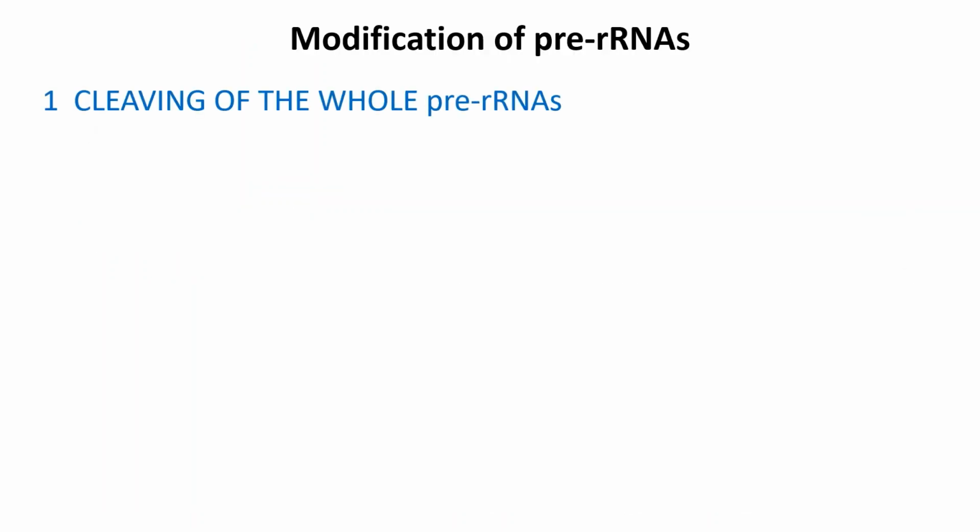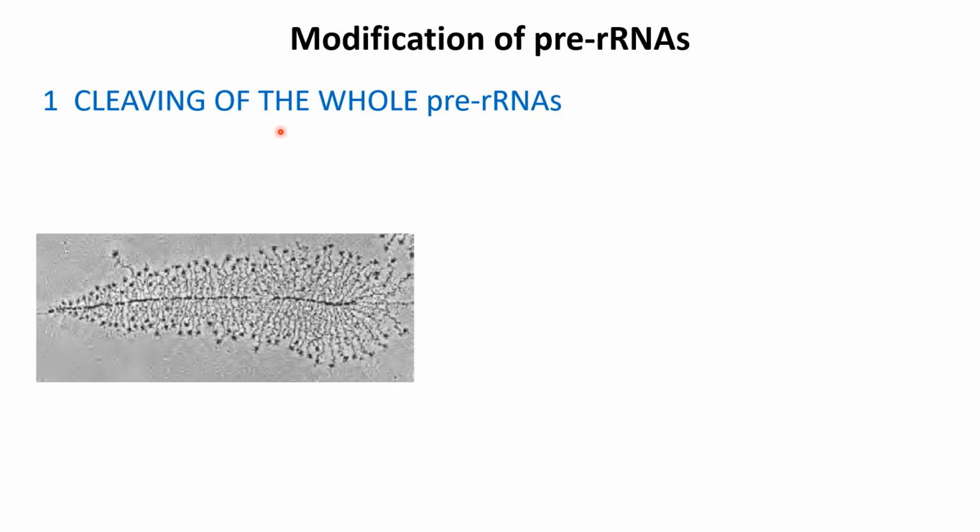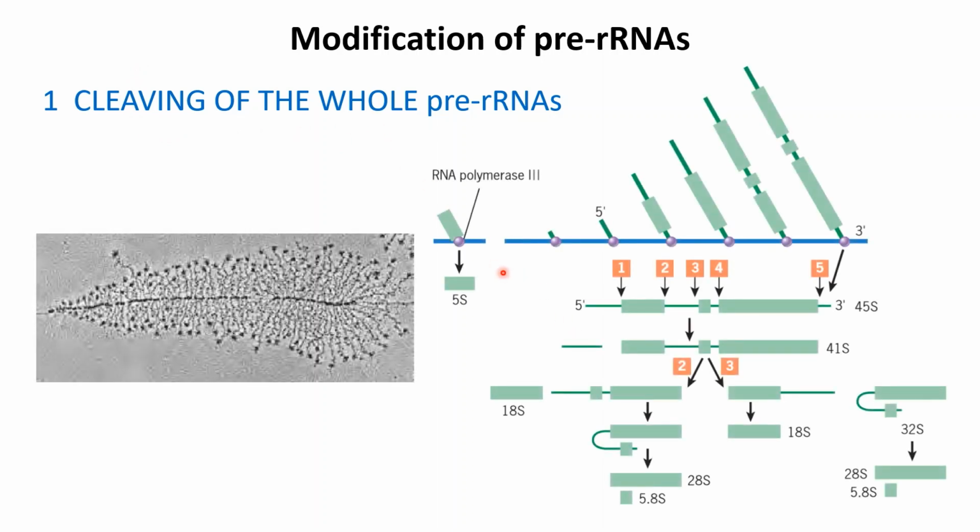And of course, these pre-rRNAs need to be modified. Number 1, through the cleaving of the whole pre-rRNA, as we see here. So this is your gene, the rDNA, and here are your rRNAs that are being made. And then there are 2 main types that are initially made.